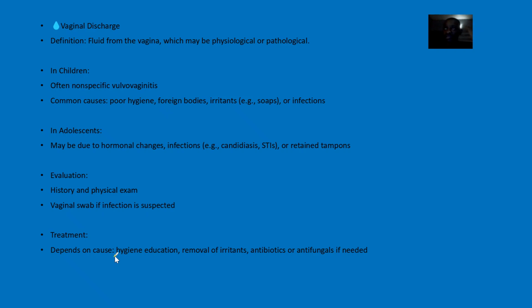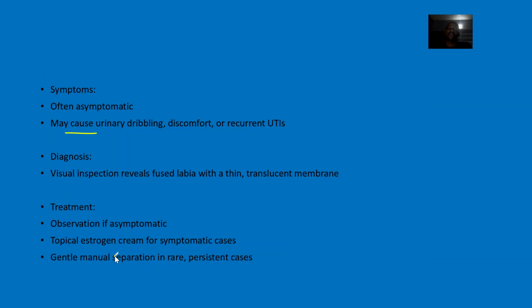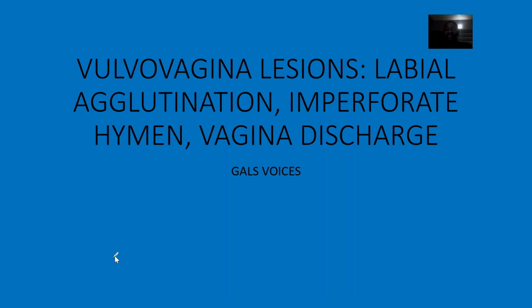For all of this, you take a history, do a physical examination, and do a vaginal swab if possible. Then for treatment, you basically handle it based on what is causing the change in the normal vaginal discharge. Just like I told you, this is a mode of introduction. We'll still come back to these issues one by one later on.